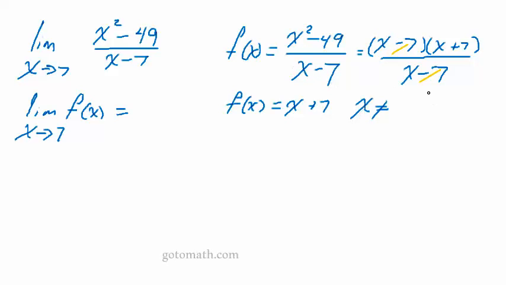And that means that we're going to have to throw 7 out of the domain of this function here. Okay, we can't use 7 here because you get 0 over 0, right? You get 0 in the denominator, and that's not good. So we have to throw it out here.